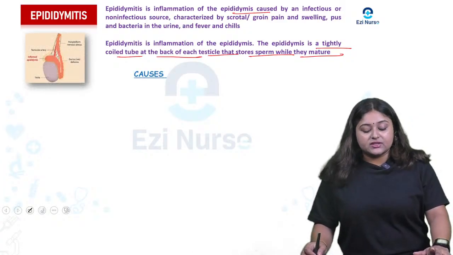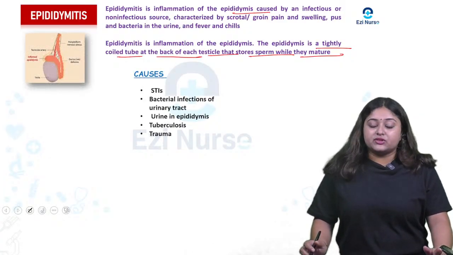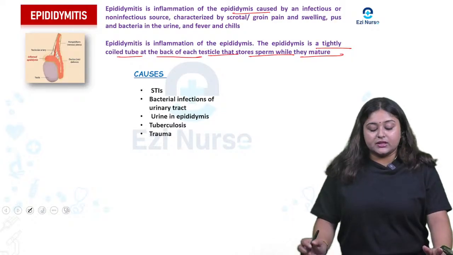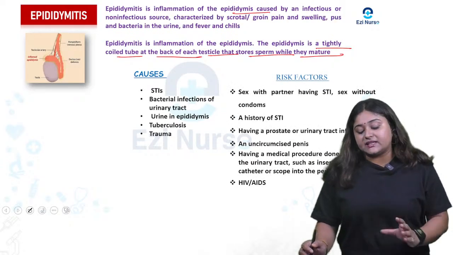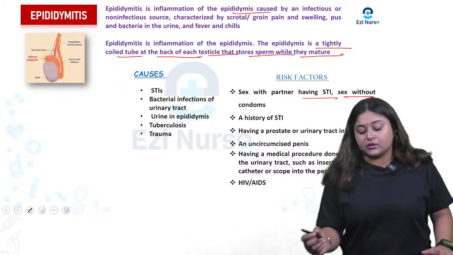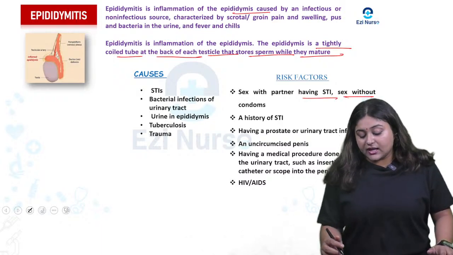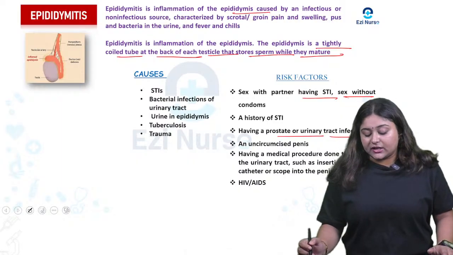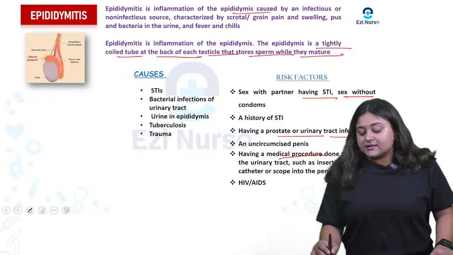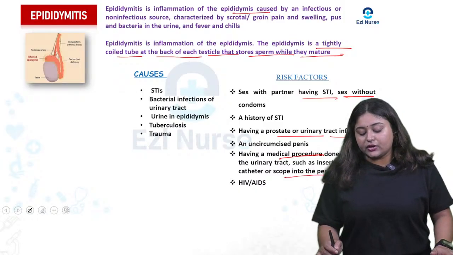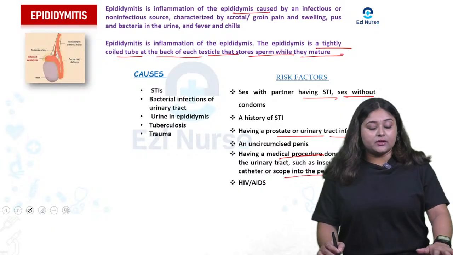Now come to the next, that is causes. STI, bacterial infections of the urinary tract, urine in the epididymis, tuberculosis and trauma. Then what are the risk factors? Sex with a partner having an STI, sex without condoms, a history of STI, having prostate or urinary tract infections, an uncircumcised penis, then having a medical procedure done which affects the urinary tract such as insertion of a urinary catheter or a scope into the penis, and HIV or AIDS.